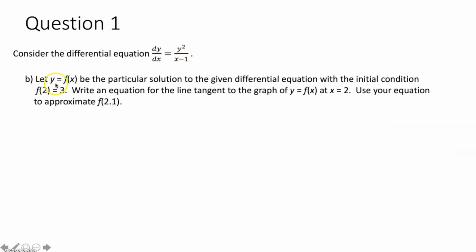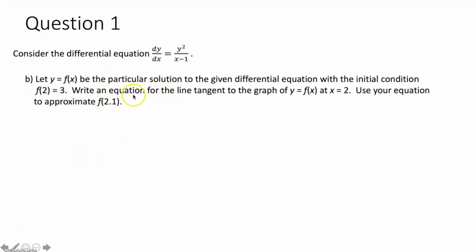Part B says let y equal f of x be the particular solution to the given differential equation with the initial condition f of 2 is equal to 3. Write an equation for the line tangent to the graph of y equals f of x at x is equal to 2. Use your equation to approximate f of 2.1. Now you may initially think, oh, particular solution, I need to solve this differential equation. Let's go. Let's do the steps. No, read the question more carefully.